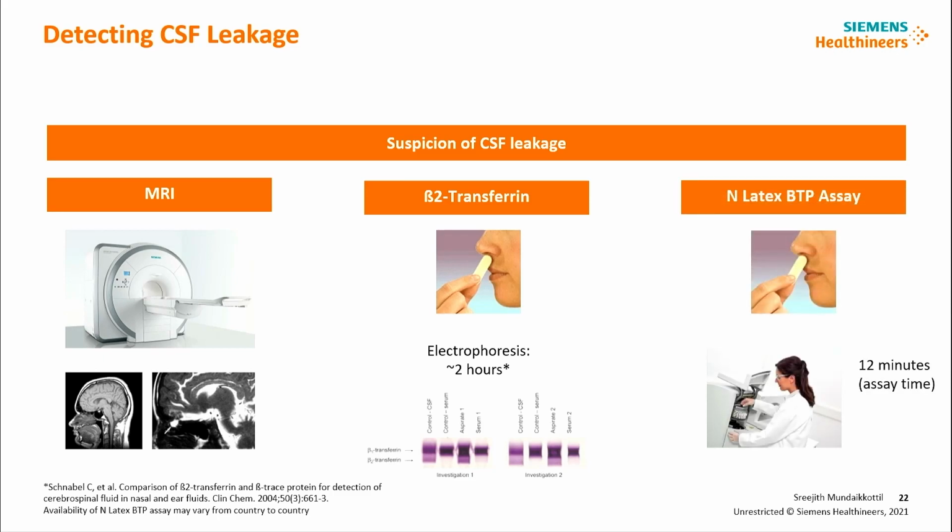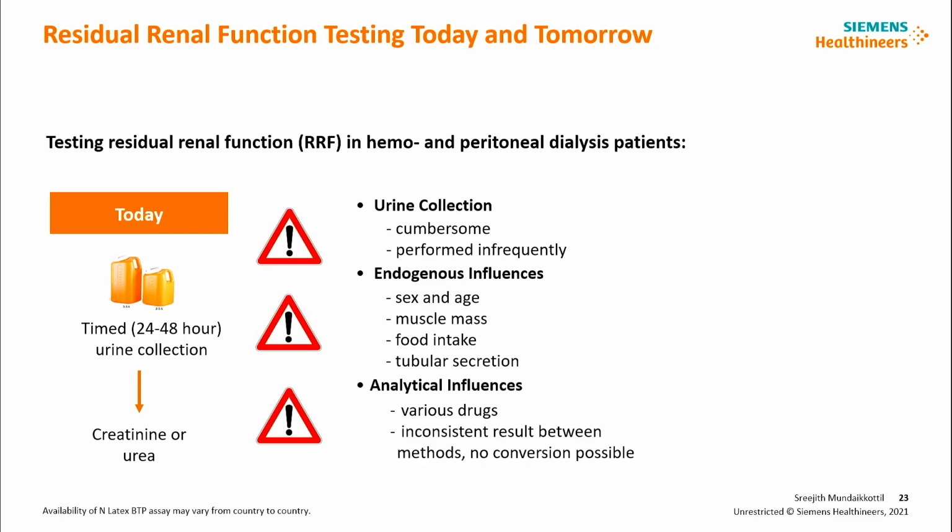While we are introducing beta-trace protein as one of the unique assays on a Atellica system, and it gives 12-minute results. So you run the sample, you get the result in 12 minutes to assess if there is CSF leakage or not. The second application is in the dialysis patient.